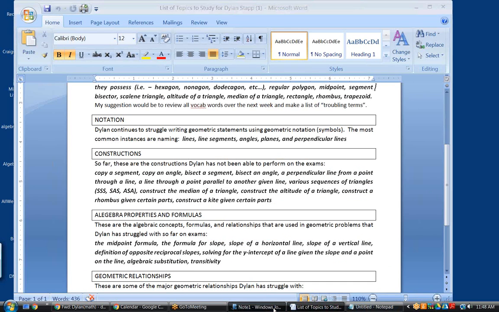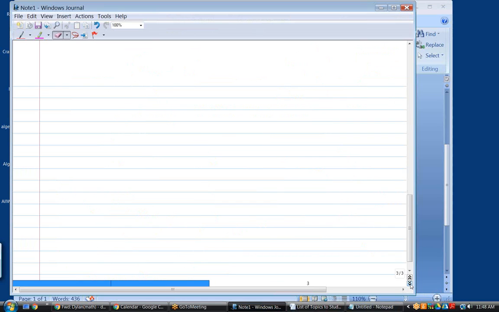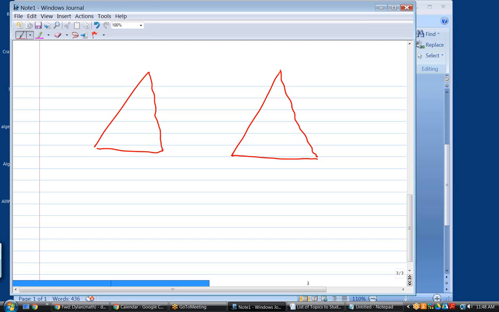Altitude and median. Okay. I'm going to draw 2 triangles. Okay. Apologize for not being able to draw a straight line. No problem. Don't worry about it.